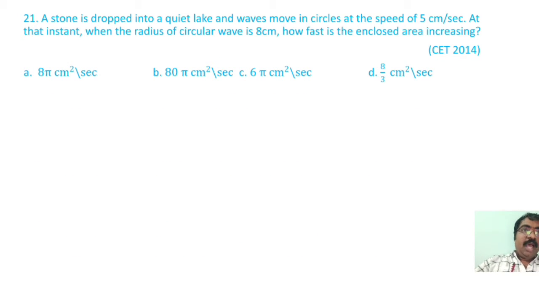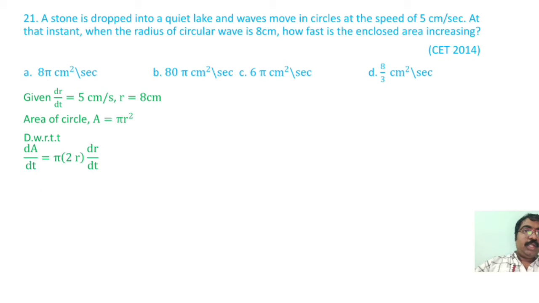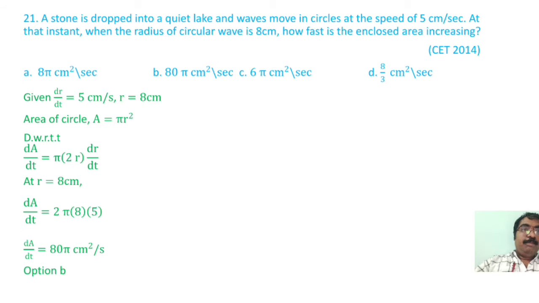Now here the given radius is 8 cm and the speed is dr by dt. So dr by dt is 5 cm per second and r is 8 cm. The area of a circle is A equal to pi r square. Differentiating with respect to t, dA by dt equals pi into 2r into dr by dt. At r equal to 8 cm, dA by dt will become 2 pi into 8 into 5. So dA by dt equals 80 pi centimeter square per second, which is option B.